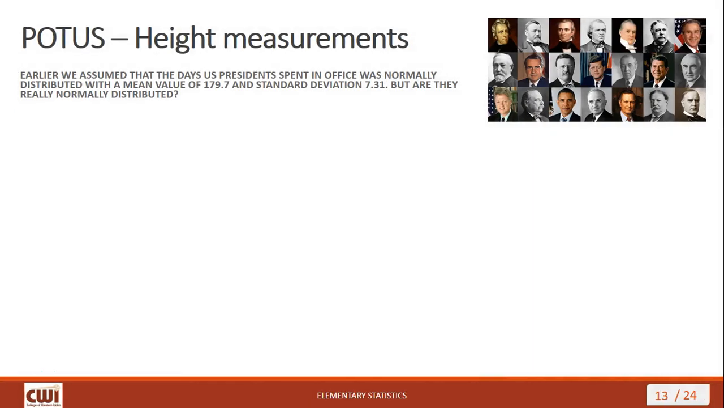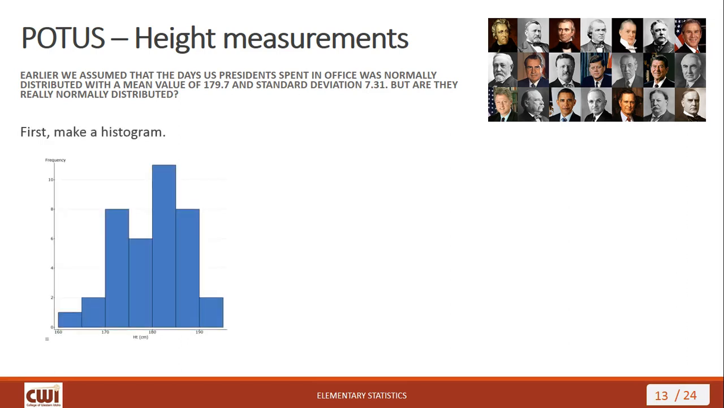What about the heights of U.S. presidents? Earlier we had assumed that the heights of U.S. presidents were normally distributed with a mean value of 179.7 and a standard deviation of 7.31. I believe that's centimeters. But are they really normally distributed? Let's find out. So the first step is to make a histogram. When we do, we get something that looks like this. Notice the general shape of our histogram. We have a general bell curve shape in the presence of no outliers.